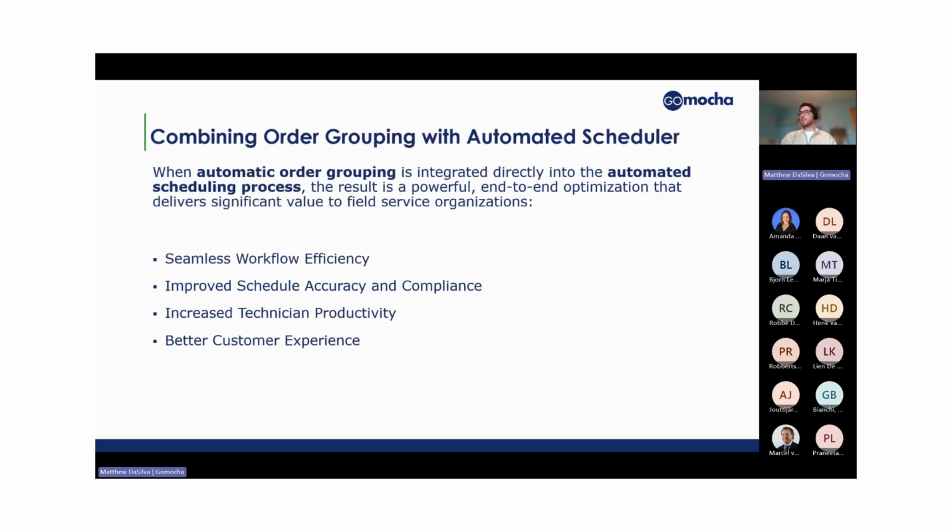So now let's look at how to combine the order grouping with the automatic scheduler. What is in it for you if you're already using the automatic scheduler and you want to combine this feature with it? The first value delivered is seamless workflow efficiency. Grouping related orders before scheduling ensures the scheduler treats bundled orders as a single project. This eliminates redundant planning steps and reduces manual intervention, streamlining the entire scheduling workflow.